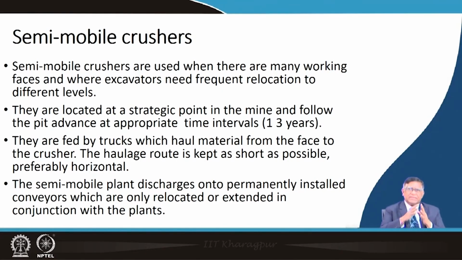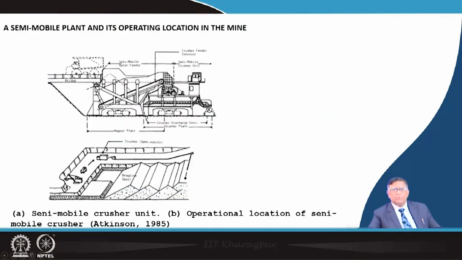They are located at a strategic point in the mine, and then they advance at an appropriate time interval, say 1 in 3 years. This block will be cut in 3 years, after that it will go over there. In that way they do it. They are fed by trucks, as we already discussed in our class, and then the semi-mobile plant discharges onto a permanently installed conveyor. You have seen the layout, which we showed schematically earlier.